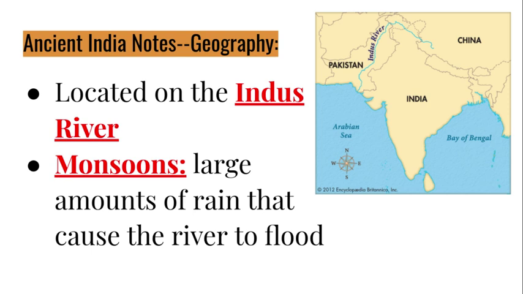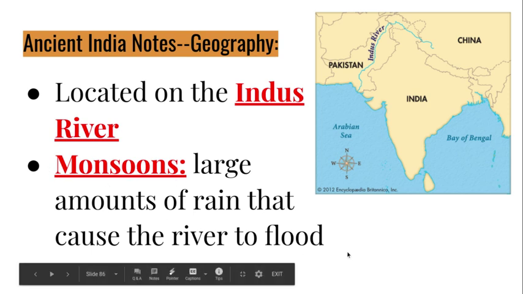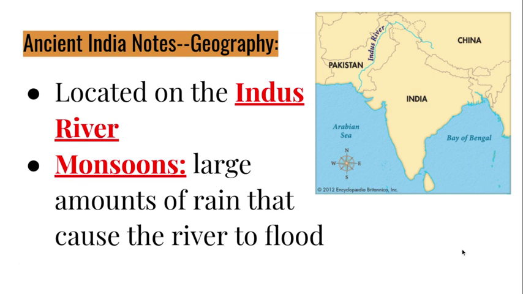So, located on the Indus River and monsoons, which were large amounts of rain that caused the river to flood. Monsoons weren't just a rainy day or where it rained all day and then stopped the next day. Monsoons were typically raining for days, potentially weeks on end, and it flooded the entire area. So I'm going to show you a video about that later.